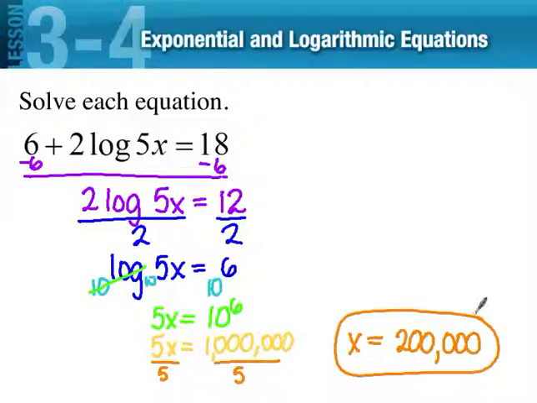So that's all we're going to be doing today, solving equations. We're going to be looking at every type of example you're going to run into.